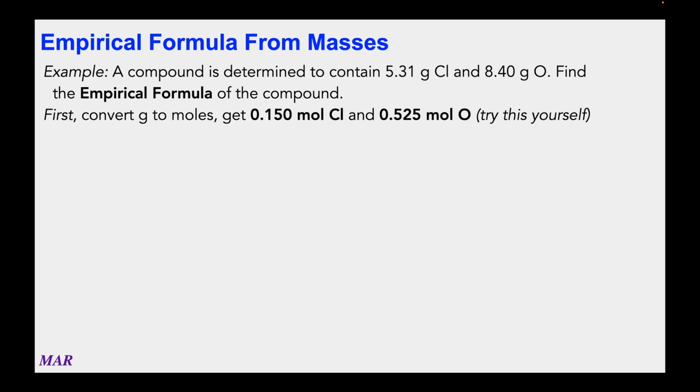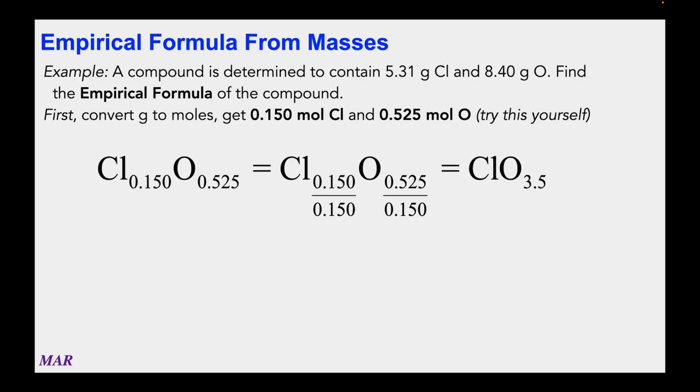And again, this is a kind of a formula. It would be Cl 0.150, O 0.525. But wow, is that an ugly formula? You need whole numbers for formulas. So we're going to divide both of those numbers by 0.150. If you do that, Cl 0.150 divided by 0.150 comes out to be Cl1, and oxygen 0.525 divided by 0.150 comes out to be 3.5.